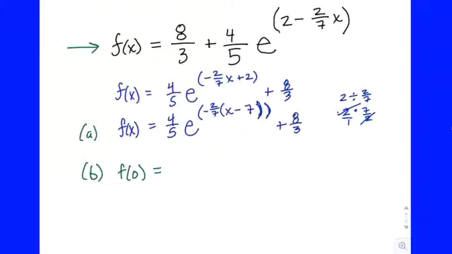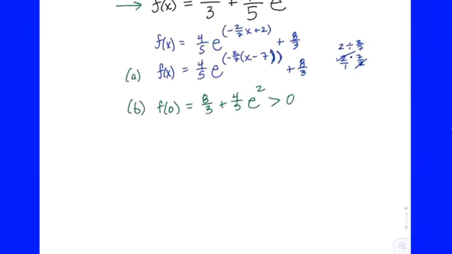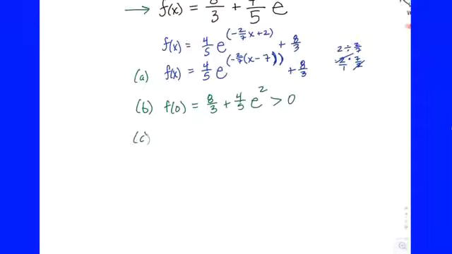So if you plug in a 0, you're going to get 8/3 plus 4/5 times e to the 2 minus 0 power. Is that a positive or a negative number? It's positive, okay? Because e is around 3. 3 squared is around 9. 9 times a positive fraction is positive, plus a positive 8/3 is positive. So we know that's greater than 0. You don't have to put greater than 0, but you should know that it's greater than 0. Okay, cool. So part C is to sketch it.